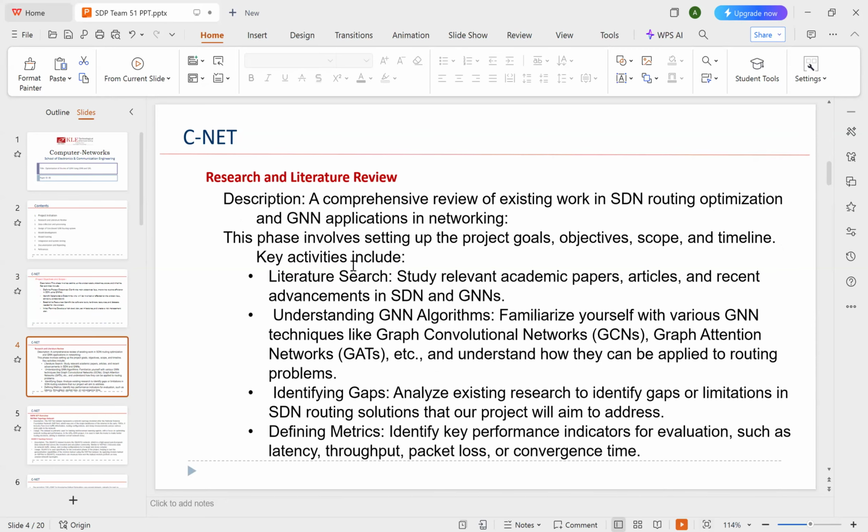This is the literature review we have conducted. We have reviewed around 30 to 40 papers in software-defined networking, with the main objective being routing optimization. The main algorithm they have used is GNN. We have optimized it with regard to deep recurrent learning also.